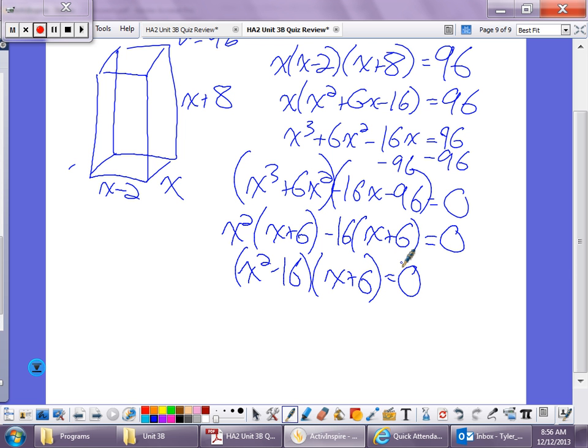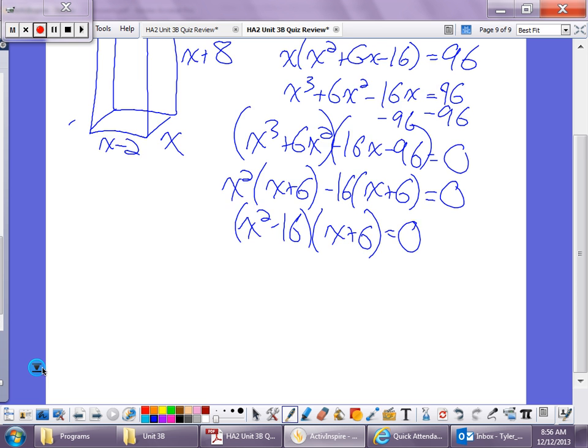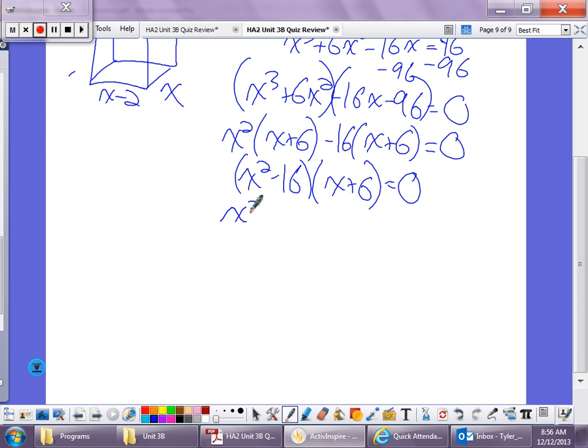So I set each of those separately equal to 0. So x squared equals 16. X equals plus or minus 4. And x equals negative 6. But distance can't be negative, so x has to equal positive 4.